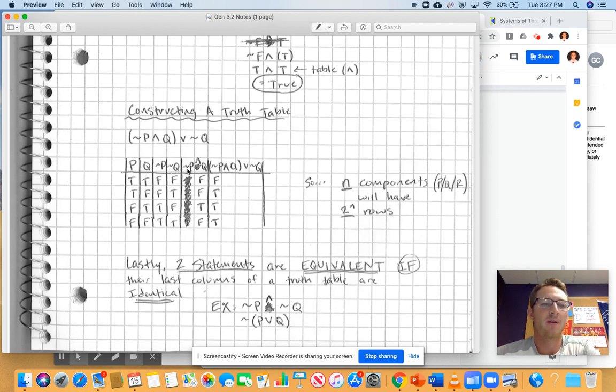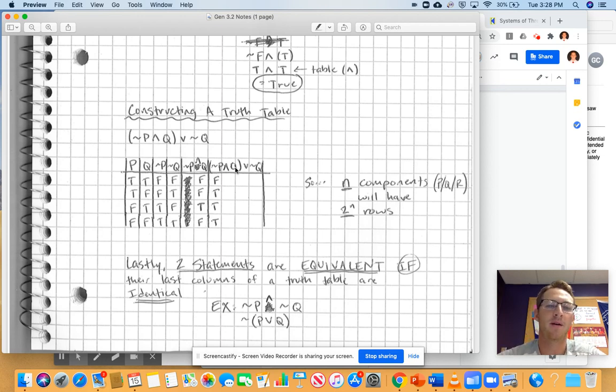Okay. Now we have not P and Q. So remember, the and means that both of the columns, both the not P and the Q column, so we're looking at these two columns right here, they both have to be true for this column to be true. And where is the only place, the only row that Q and not P are both true? That's the third one. So we have true here in the third row, and all the other ones don't have two trues.